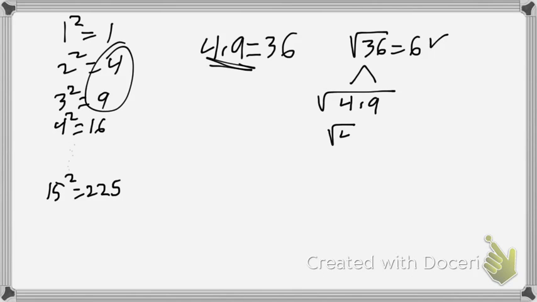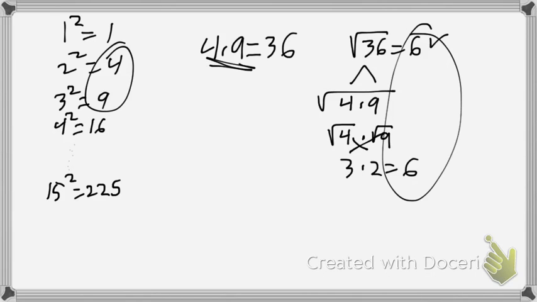And I can actually break that down to the square root of 4 times the square root of 9. You guys should remember this from algebra. And that gives me 3 times 2, because the square root of 4 is 2, square root of 9 is 3. I don't know why I switched them, just did. 3 times 2 equals 6. That checks out.